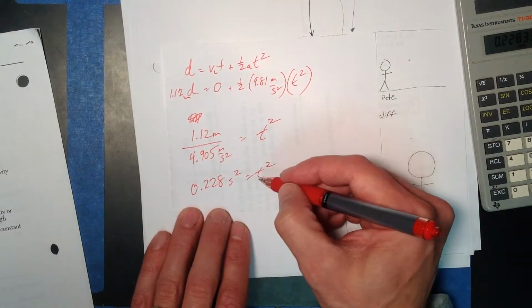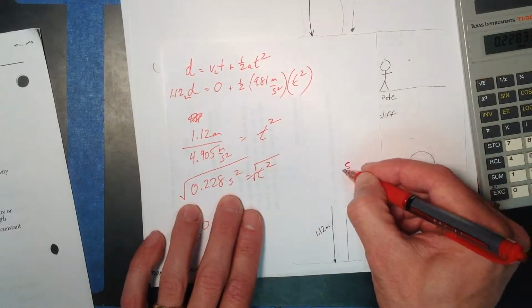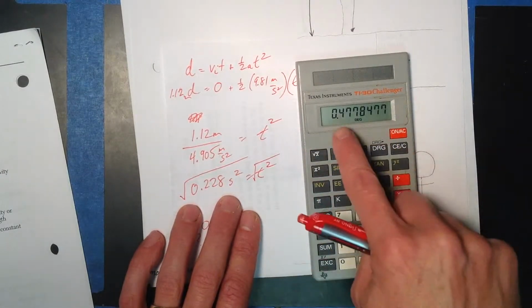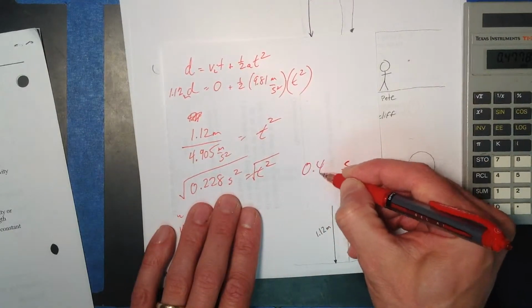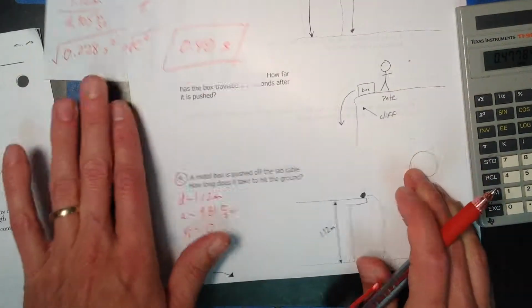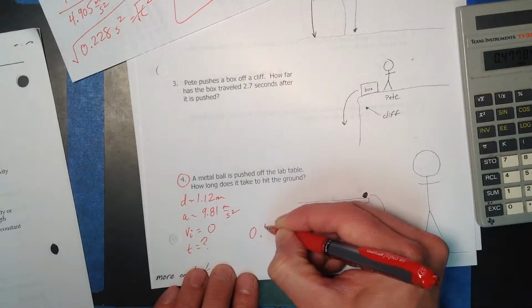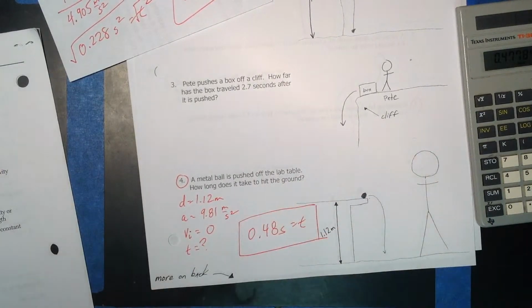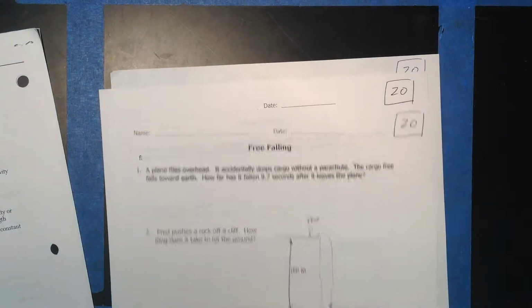And so to get T, you do the square root of each. The square root of second squared is going to be seconds. The square root of that number is going to be 0.477. We round to 0.48. 0.48 seconds equals T. The time would be in the air. A little bit complicated, but this is basically what physics is.